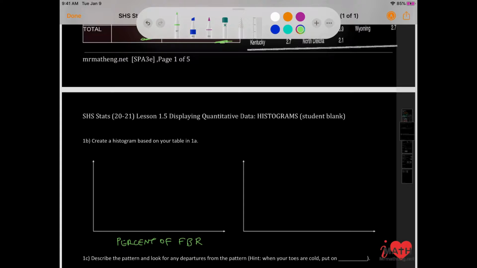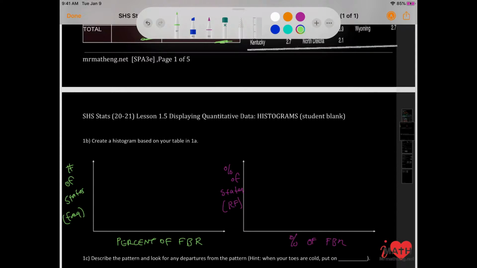And then basically the first graph is a number of states. Number of states. Why is that? Because that is our frequency table. And then over here, this is the percent of states. This is our relative frequency. So again, percent of foreign-born residents. Let me do the first one, and then you can do the second one.